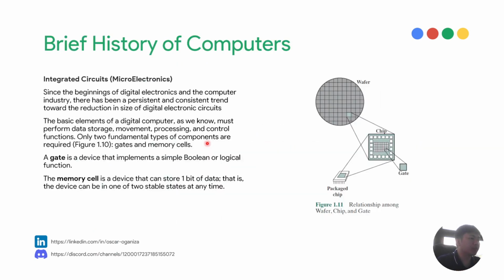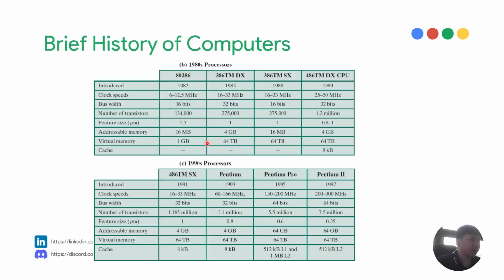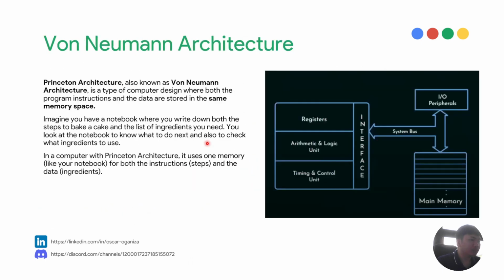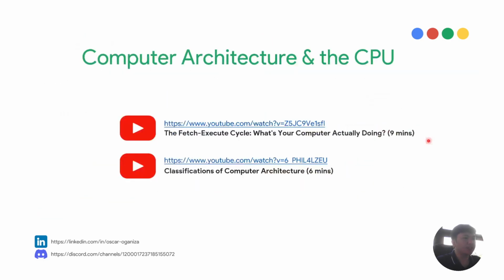Sabi 1.12 natin. Hindi ko pala naipakita 1.12. Ito, you can get this as an example. Ba't ibang processor chips siya magkakasama dyan. Ano ba to? Figure 1.2 pala.